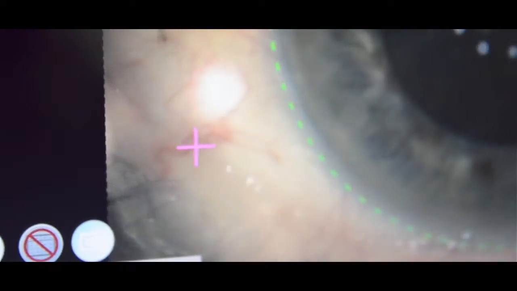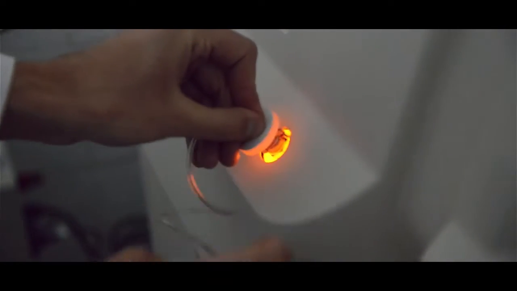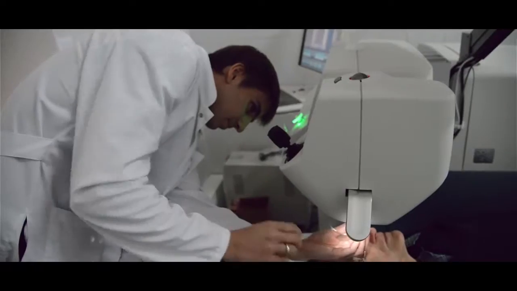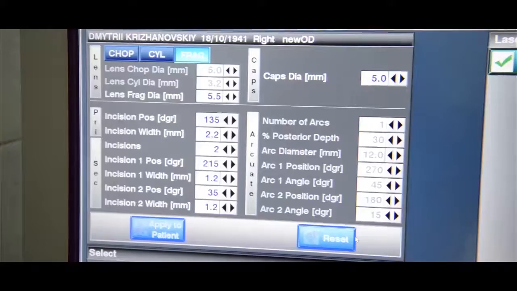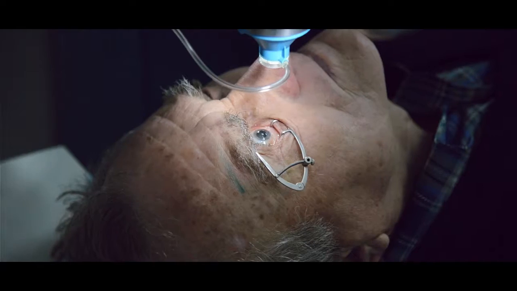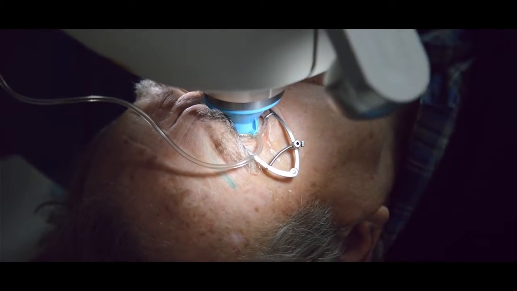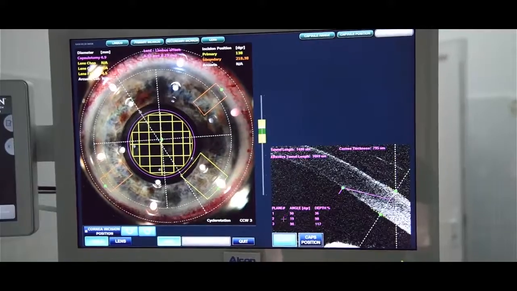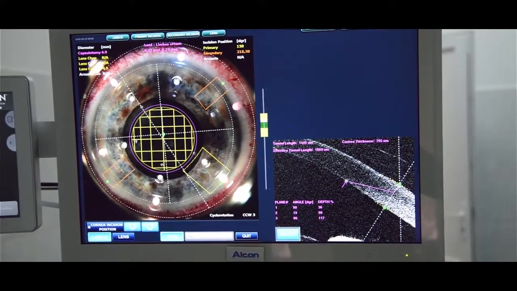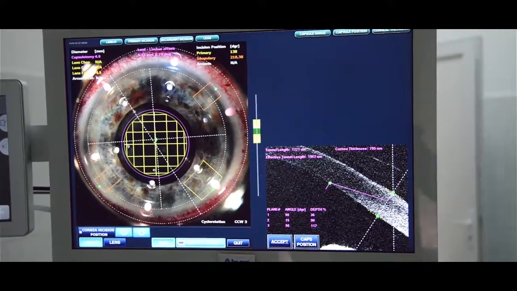A conjunctival vessel was used as a landmark for precise comparison of two photo images. The main corneal incision was located at 135 degrees, and two auxiliary incisions were located at 35 and 215 degrees. Fragmentation of the nucleus of the lens was unremarkable. A standardized lens softening pattern, quadrant grid size, was used. Corneal incisions were made in pre-selected areas conforming to the corneal steep meridian.